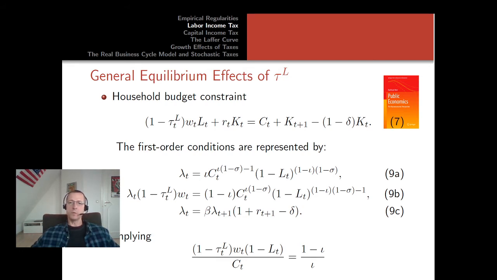So, as we know from a Cobb-Douglas utility, we spend our total endowment with income, 1 minus tau L w, on our two goods, leisure and consumption, at the shares 1 minus iota and iota respectively.